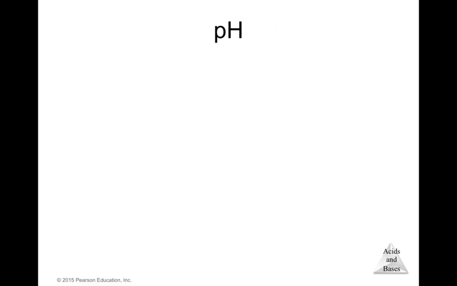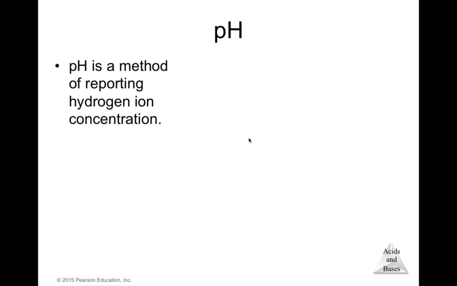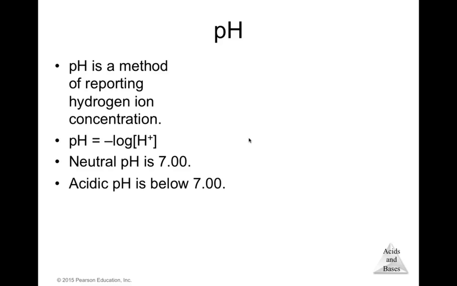Now let's talk about pH. The pH is a method of reporting hydrogen ion concentration. pH is equal to minus log the concentration of H3O or H positive. Remember that H3O or H positive is the same as the concentration of protons. The neutral pH is 7. Acidic pH is below 7, so if you have a pH below 7, you have an acidic solution. If it's above 7, then that solution is basic.